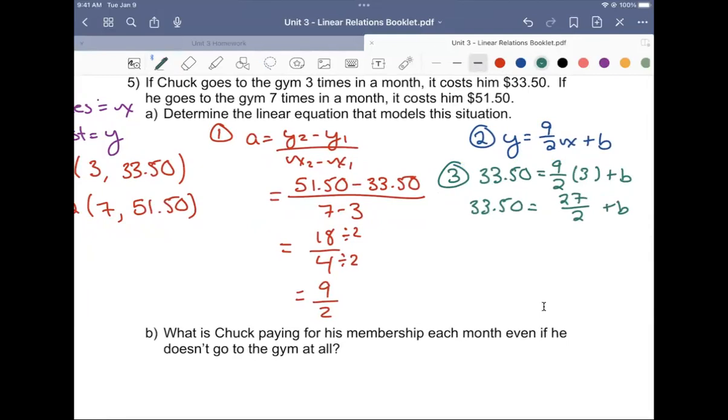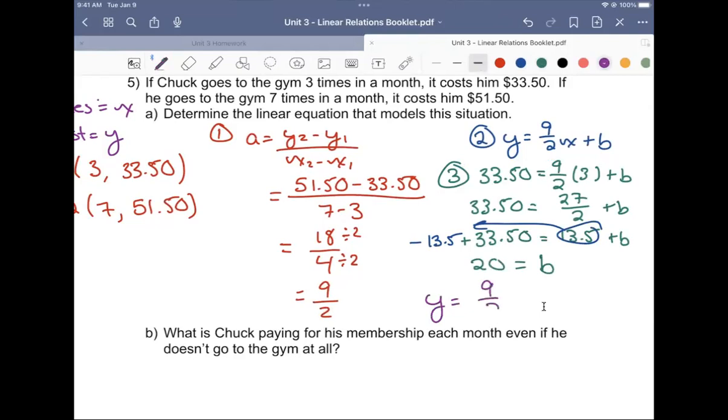In this case, because we're talking dollars, we can reduce that down and not just use fractions. So I am going to divide it by 2, and I will get 33.50 is equal to 13.50 plus b. I'm going to bring this to the other side, and it becomes negative 13.50. That's still a positive 33.50. So I will get 20 is equal to b. Therefore, my final equation is y is equal to 9/2x plus 20.